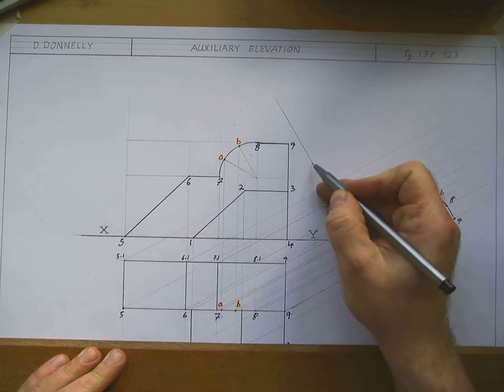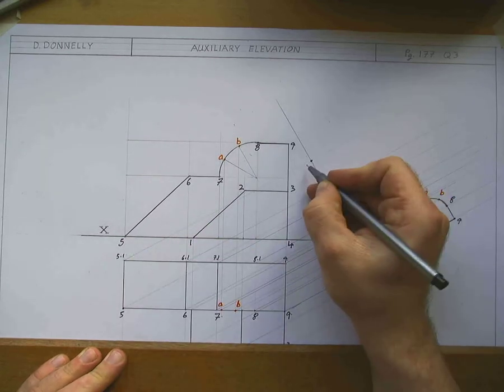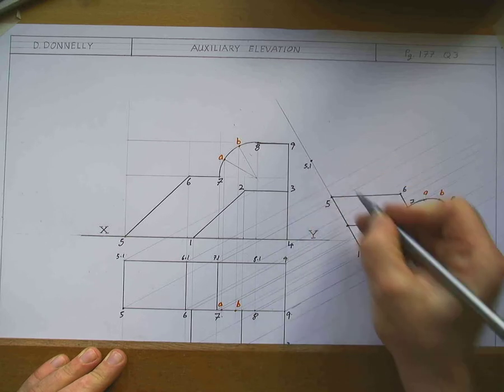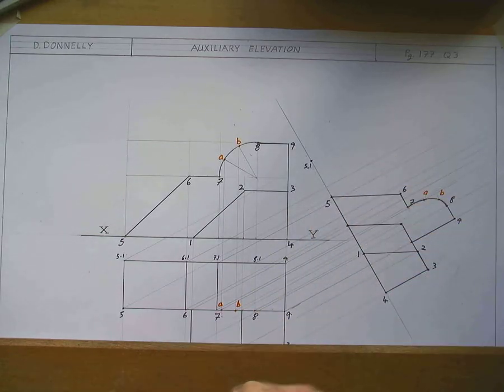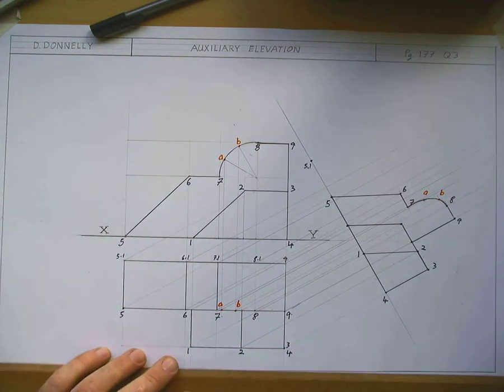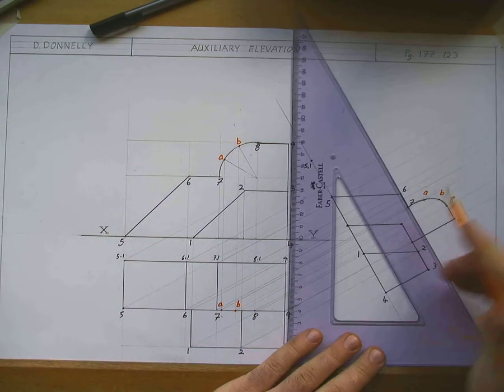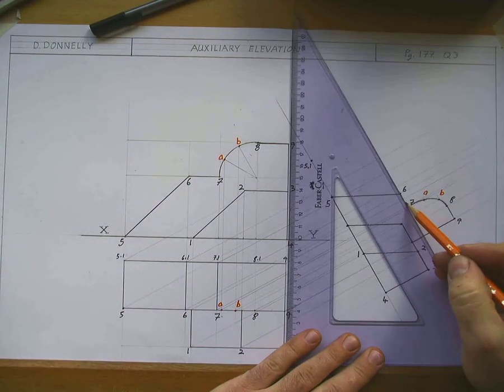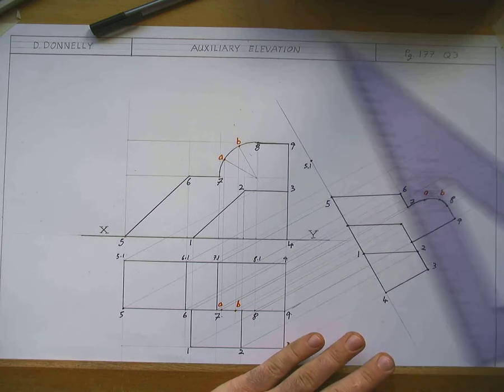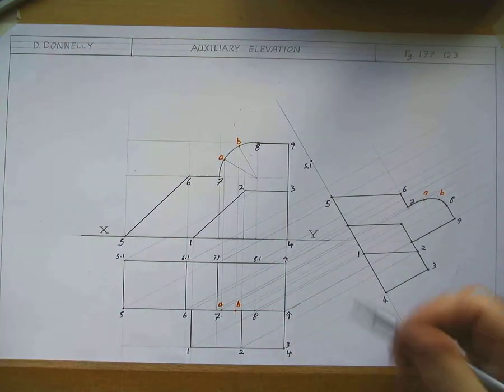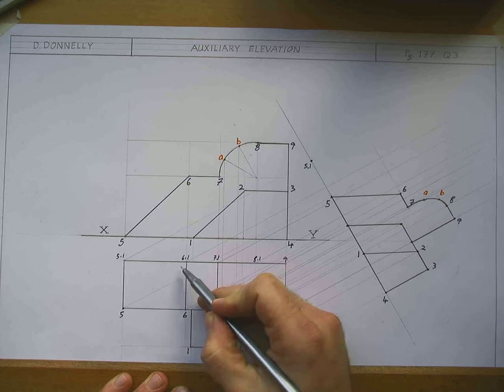So point 5, if we come across, is going to be on the XY line there. Okay, so that's going to be 5.1 there. Point 6 is at the same height as 6.1, and it's also at the same height as point 7. Okay, so it gets quick enough at this stage.